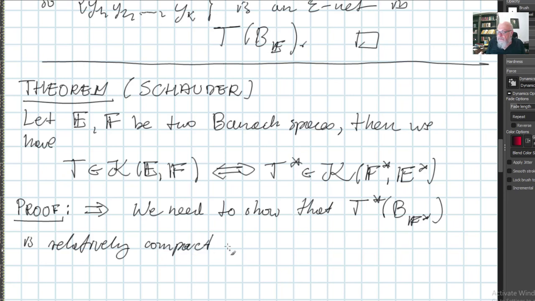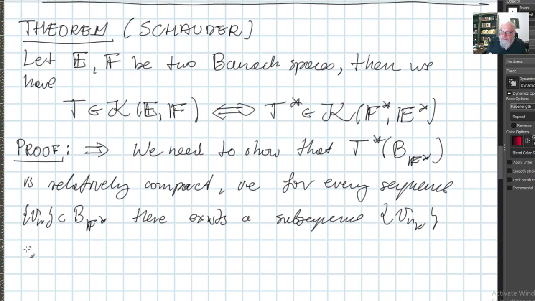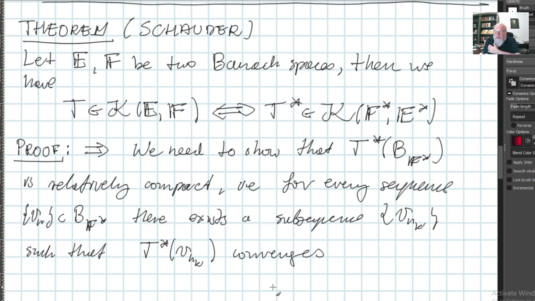That means for every sequence v_n contained in B_{F star}, there exists a subsequence v_{n_k} such that T star of v_{n_k} converges. That means it's relatively compact. That means you take any sequence in the image, that means this will be the sequence which we denote by T star of v_n, and we need to show it contains a convergent subsequence. So that's what we need to prove.